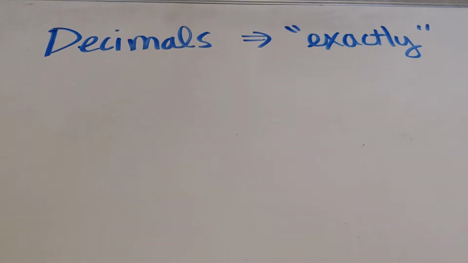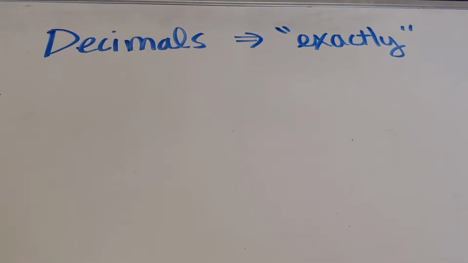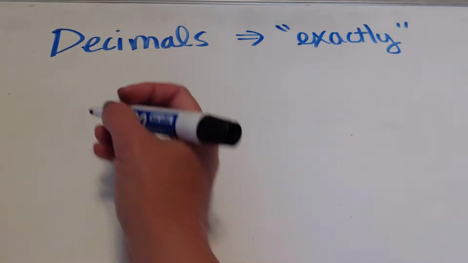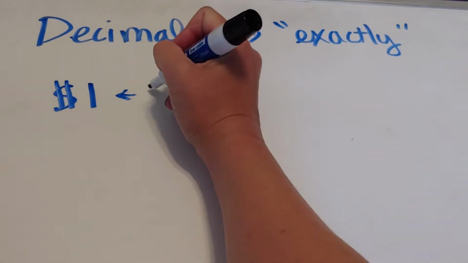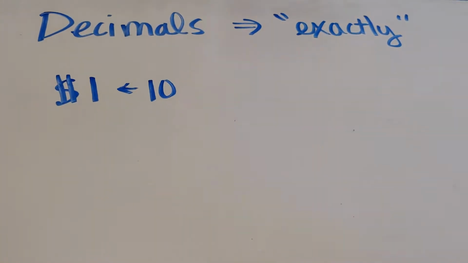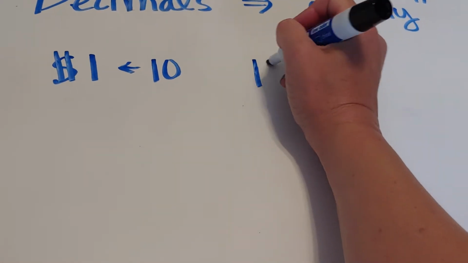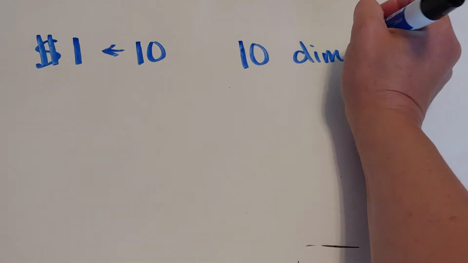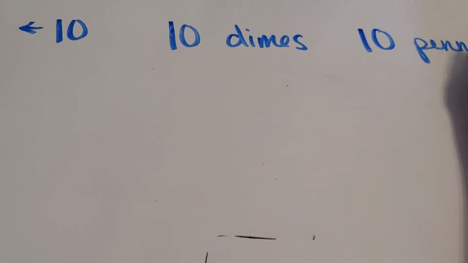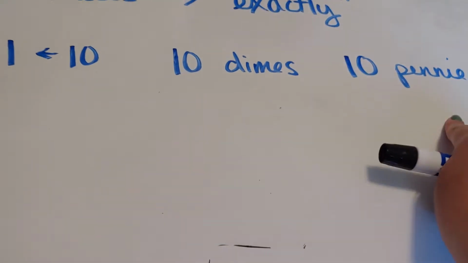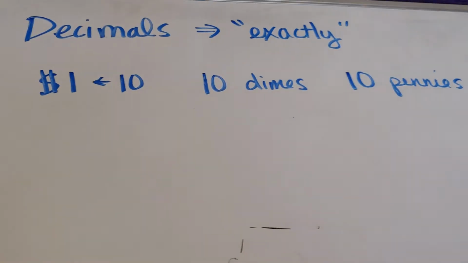We're going to play with decimals and place value with the term exactly. And for this activity, when I was doing it in the classroom, I used Monopoly money dollar bills. I needed, well, you could get by with less, but I used 10 of them. Then I had 10 dimes. And then I had 10 pennies. So I would give groups 10 dimes, 10 pennies, and 10 Monopoly dollar bills to play this game.